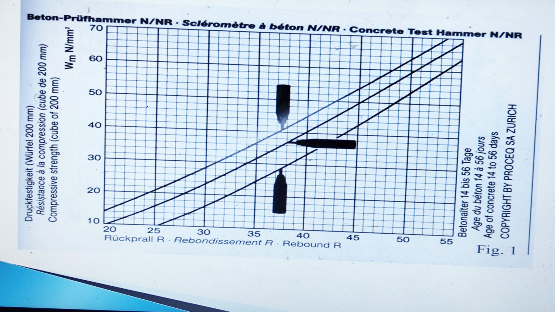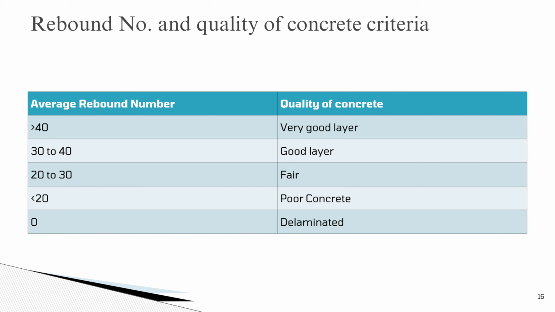The following graph shows the correlation between rebound number, that is rebound indices, and compressive strength. In this graph, you can see 3 slanting lines. The uppermost slanting line indicates the rebound hammer is held in a vertically downward direction. The middle line indicates the rebound hammer is placed horizontally, and the bottom line indicates the rebound hammer is pointed towards the upward direction. So, while calculating the compressive strength, according to the pointing direction of the rebound hammer, we have to select the particular line, and from that we have to find out the compressive strength. The following table shows the rebound number and quality of concrete.